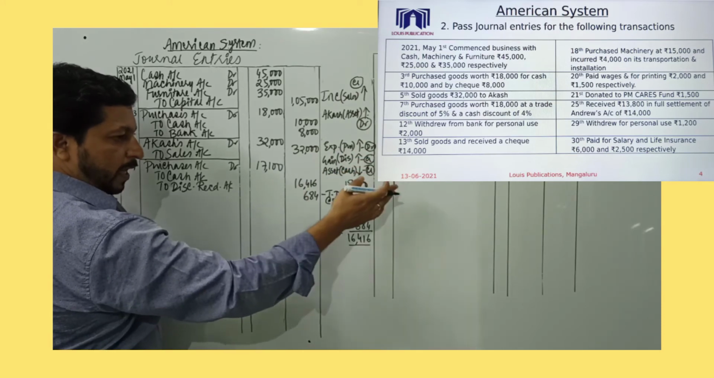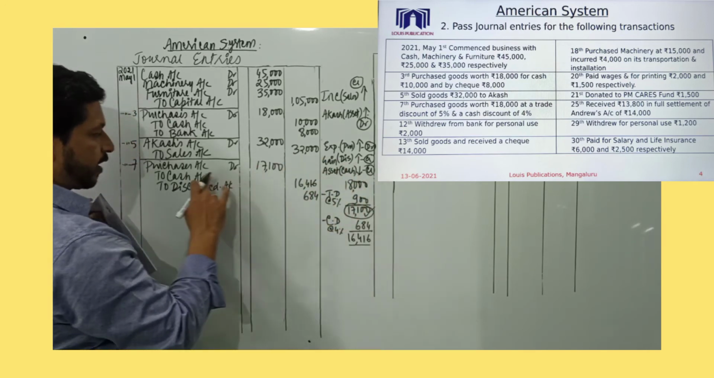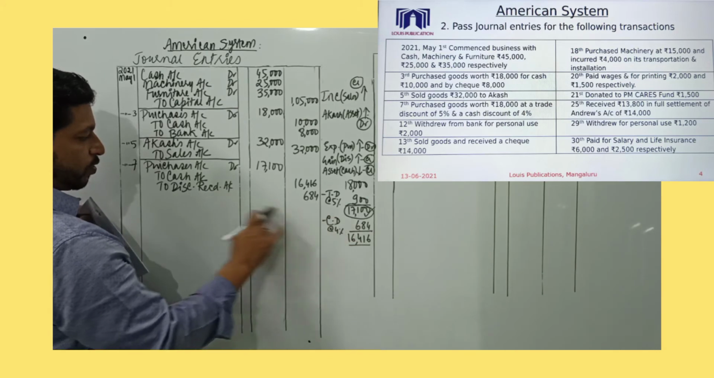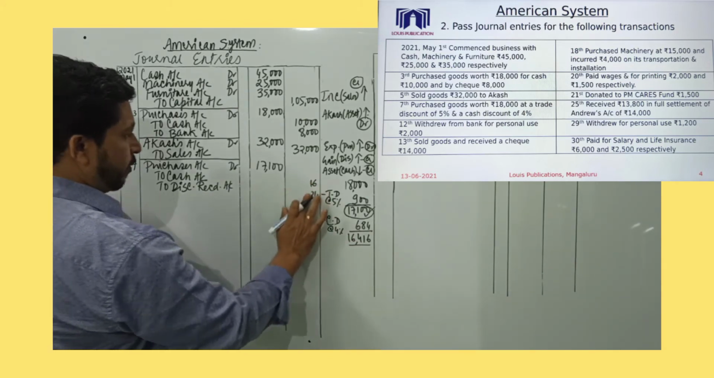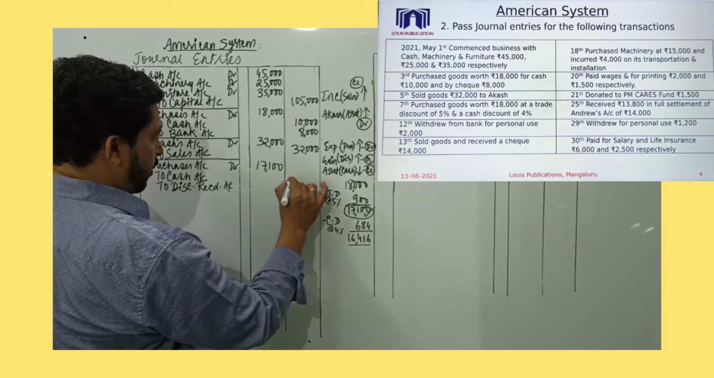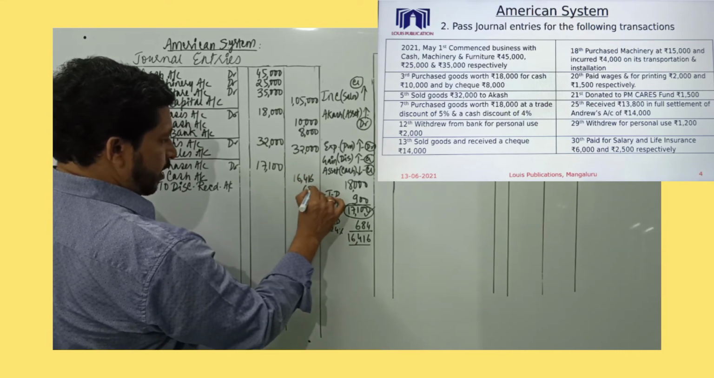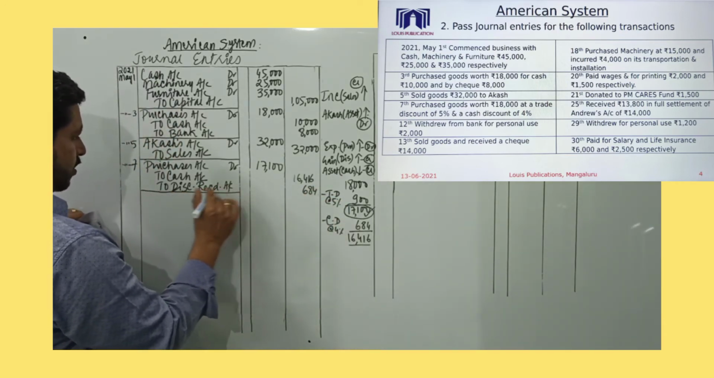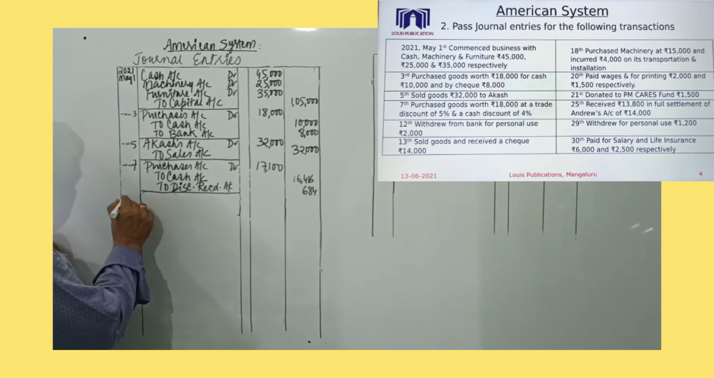And asset, when we are paying, asset value decreases. So decrease in asset is a credit. So purchases account debited to cash account 16,416 to discount received account 684. So those will be the amounts that we have to record. So 16,416 and 684. So narration you can record, being goods purchased and discount received. Transaction date is 12th.